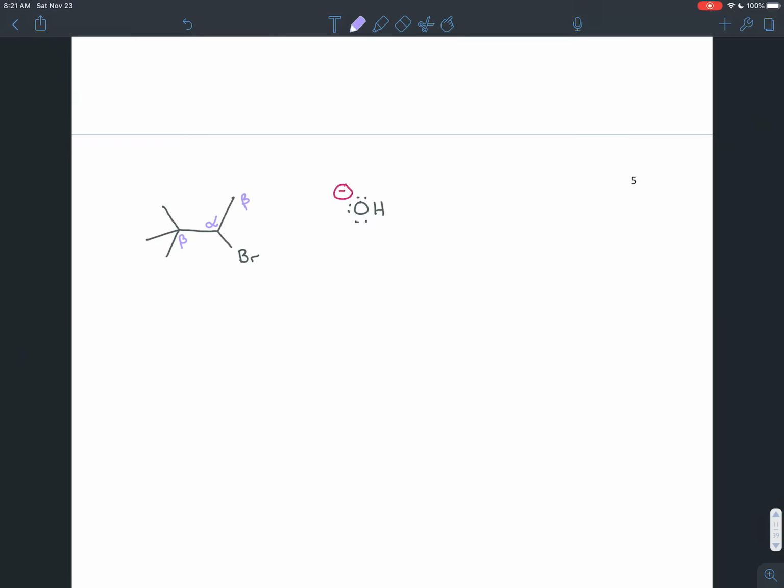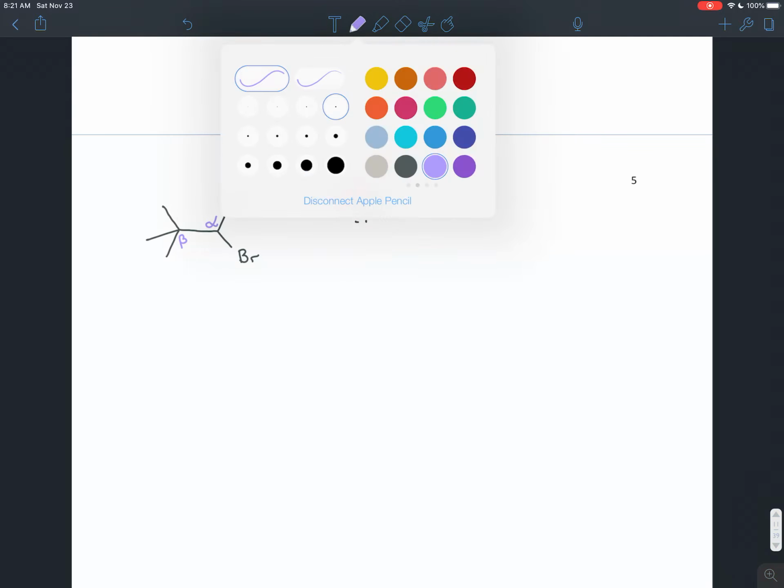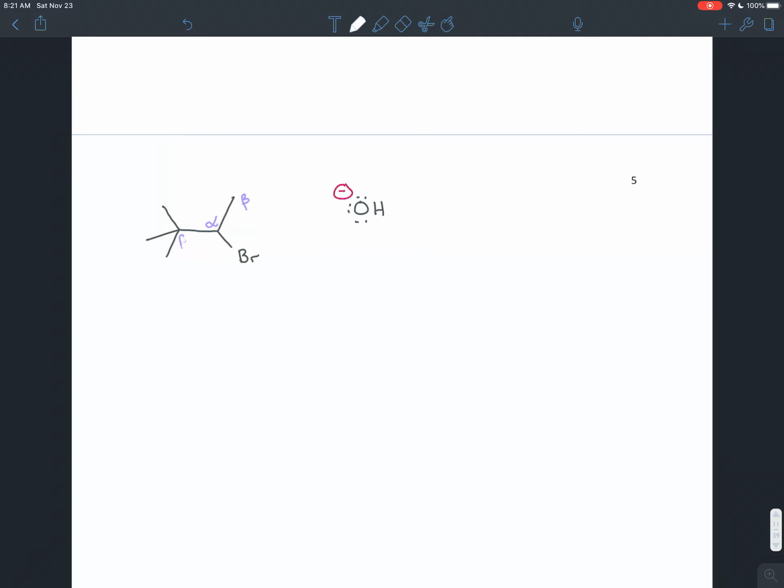Notice in this particular molecule there are no beta hydrogens to the left. On that beta carbon to the left, that carbon is already bonded to 1, 2, 3, 4 carbons. So there are no hydrogens there, and a base could not steal any hydrogens from that direction. So you wouldn't be able to do an elimination in that direction.